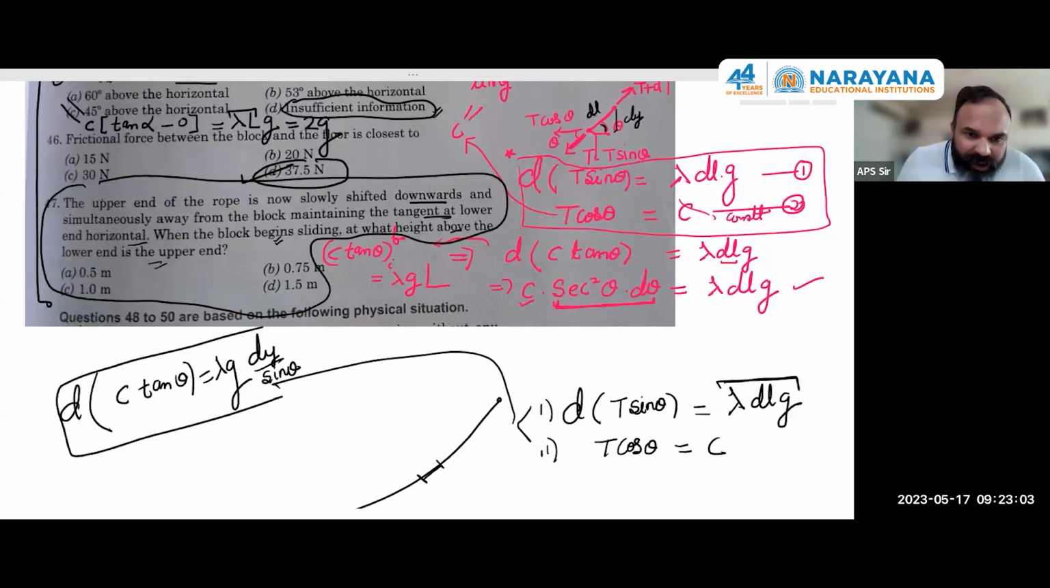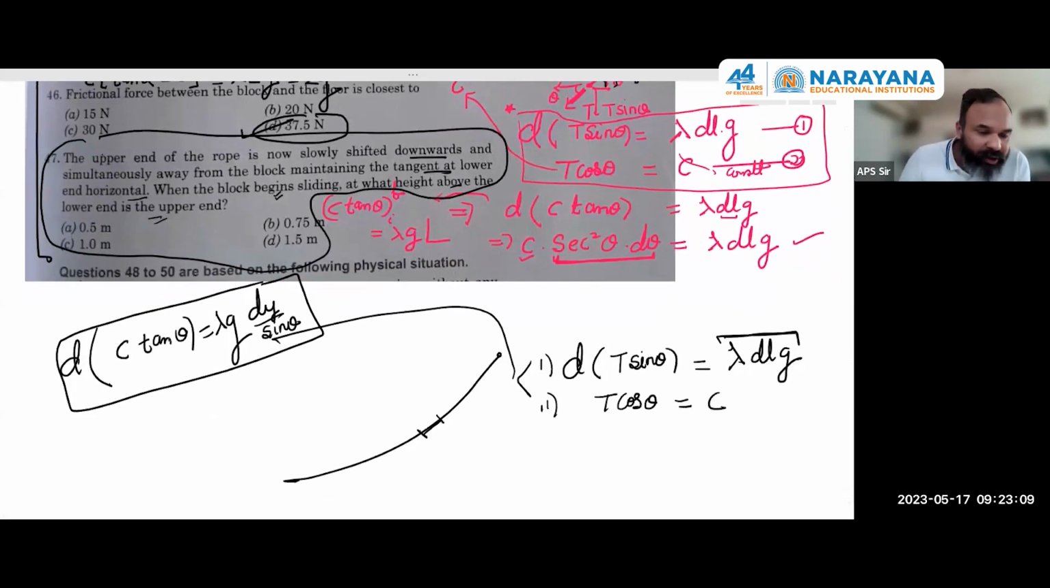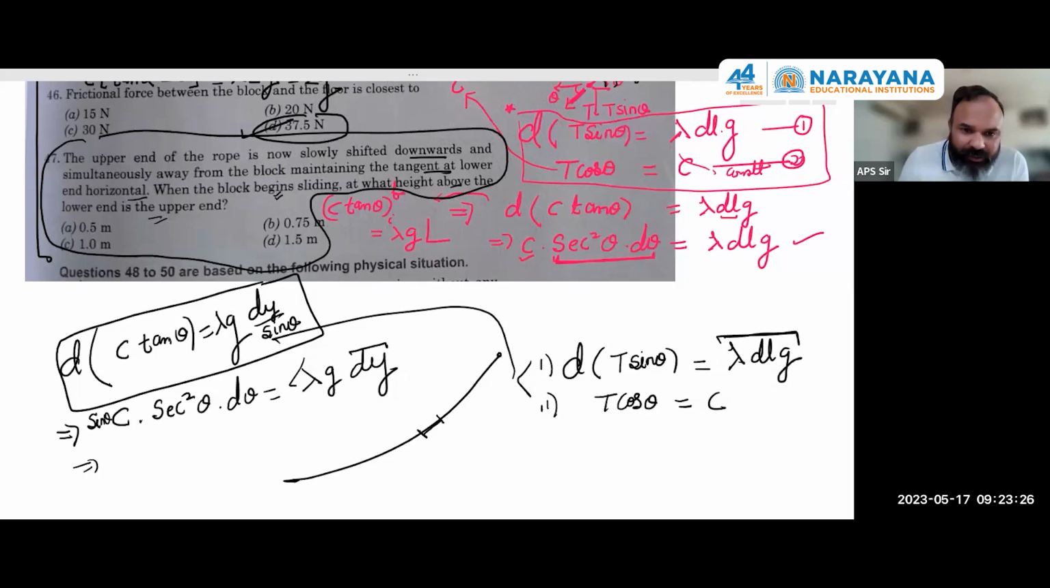And now we will try to convert everything in terms of the y coordinate and theta. So I think you understand that C will come out. Again, it is secant square theta d theta, and that becomes lambda g dy. Separate, and take sine theta down. Now if you take the sum on both sides, lambda g into the height of the rope, whatever rope has been given, if I take the height of that rope as h, so lambda g h, which may be required in the problem.